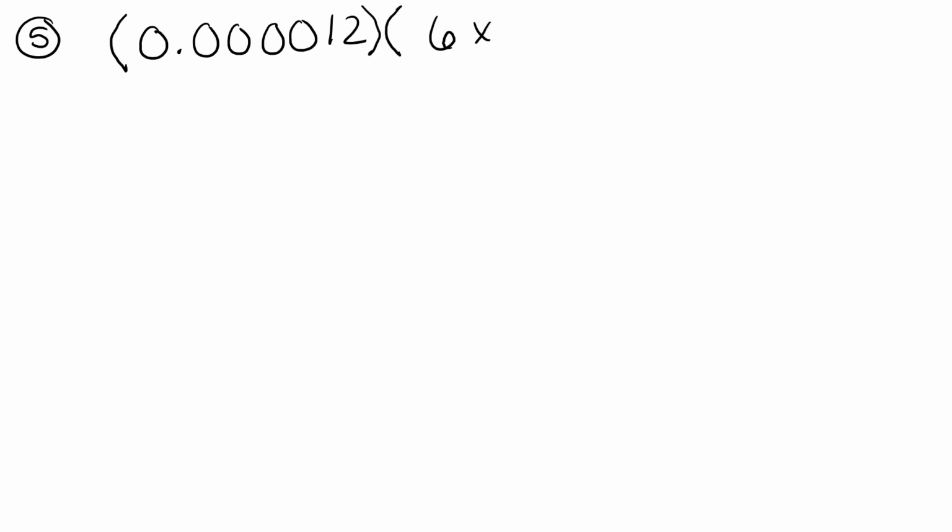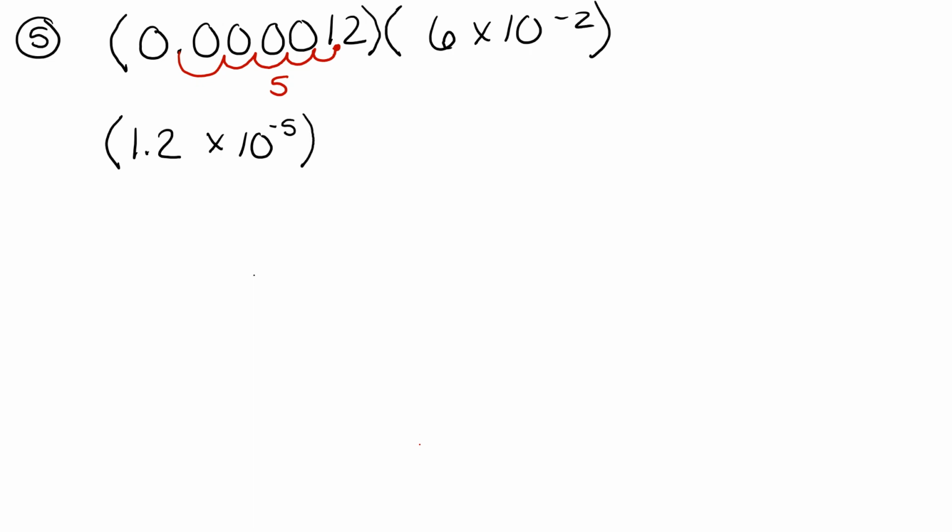For number 5, we're going to multiply the number 0.000012 by the number 6 times 10 to the negative 2nd. Now remember, I told you earlier that in order to use this method of solving our multiplying and dividing problems, we need both numbers to be in scientific notation, meaning we need to move the decimal 1, 2, 3, 4, 5 times for that first number. My answer becomes 1.2 times 10, and it would be to the negative 5th power because all the zeros in the front are representative of a negative exponent.